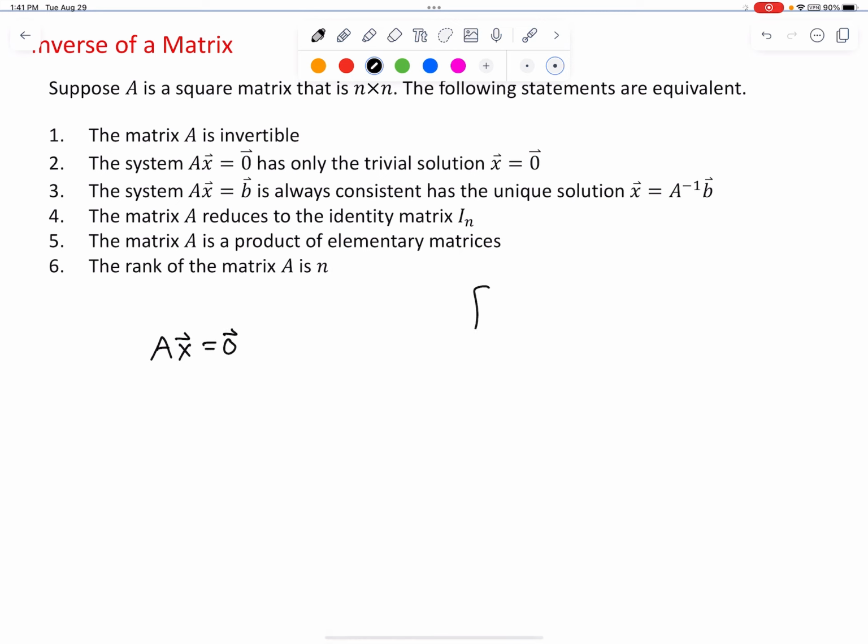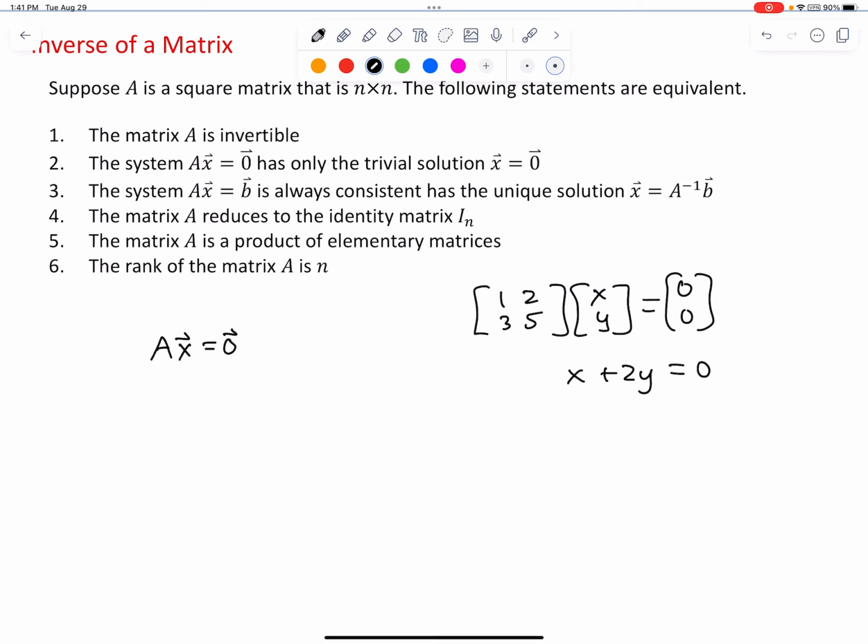This would be a situation where you have some sort of matrix like 1, 2, 3, 5, multiplied by some vector like x, y, and is equal to the 0 vector, which in this case would translate into this system of equations. x plus 2y has to be 0, 3x plus 5y has to be 0. So basically we are simply writing that system in matrix form, this form right here.